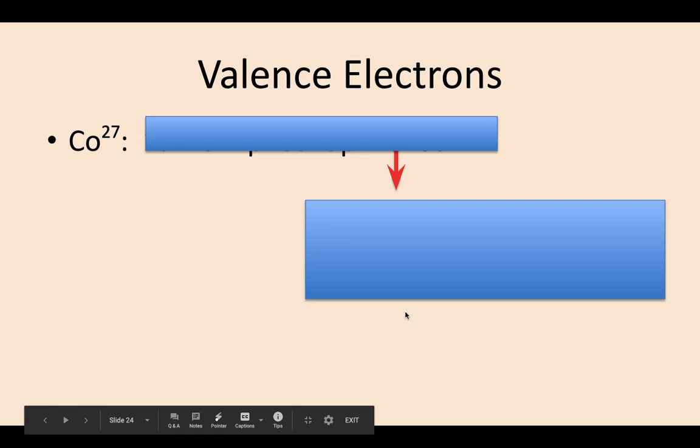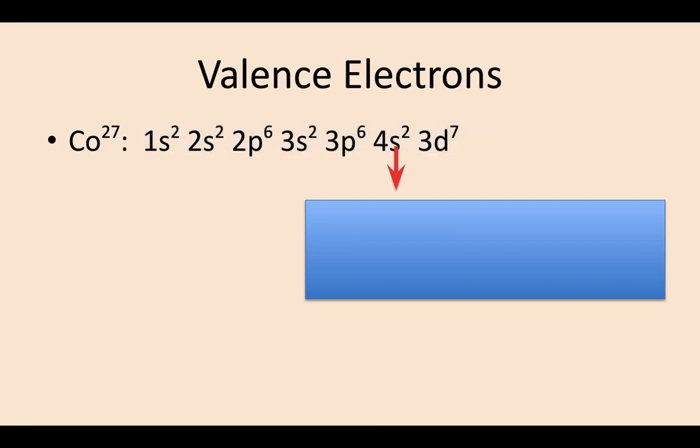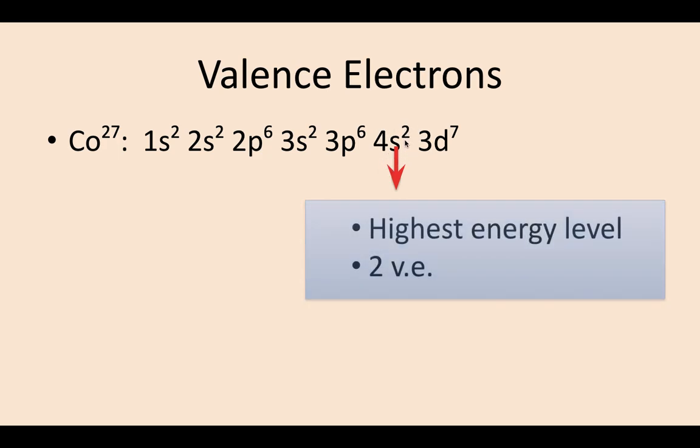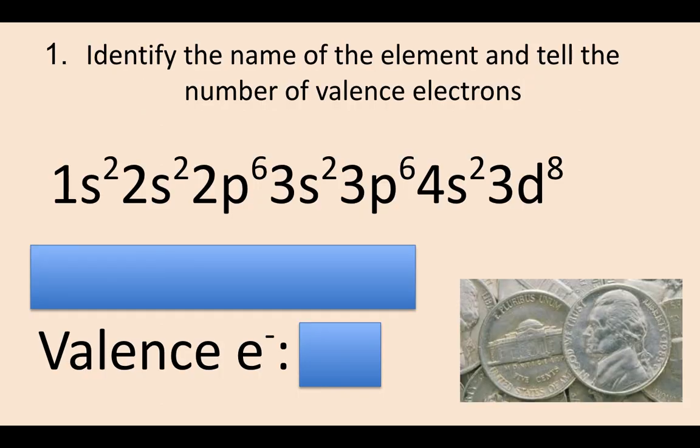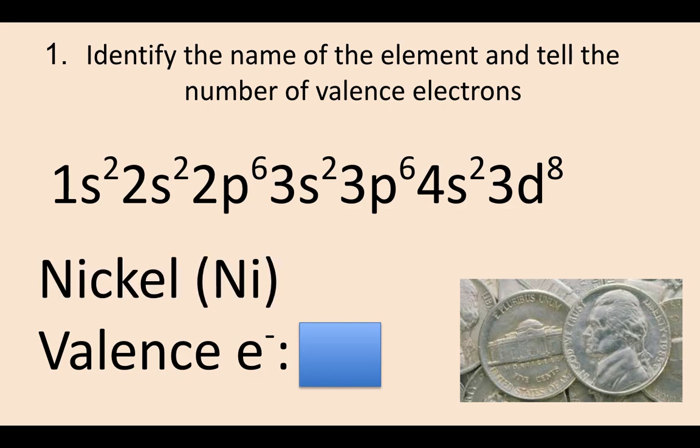All right, let's try another. Here we have cobalt. Our highest energy level is 4. Even though it's not the last one, 4 is still our highest. The exponent with 4 is 2, so it's going to have 2 valence electrons. Okay, I want you to take a minute and do some practice on your own. Okay, so what is the highest energy level? The highest energy level is 4. The element is nickel because you add up the exponents, and your valence electrons is 2.